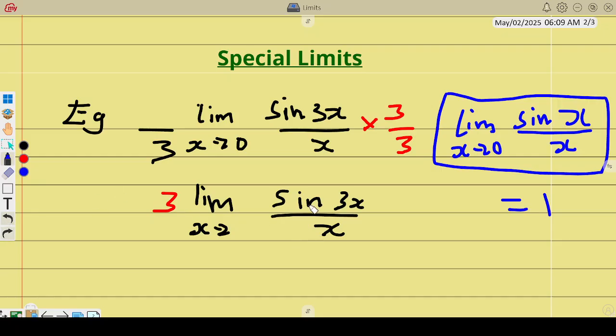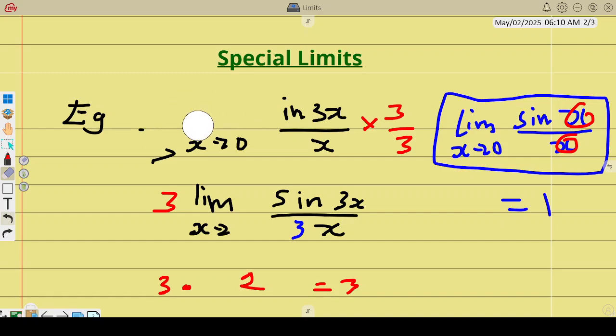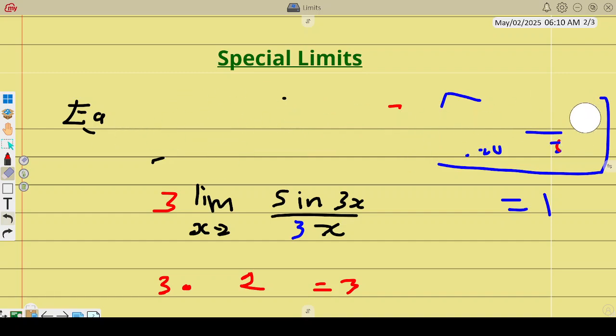And then in this case we have a 3x. Since we have 3x and 3x, it means that we have 3 times the whole lot of this. Since we have the same thing on top and below, the whole lot of this is 1. So 3 times 1 is 3. That's how you evaluate such limits. Can we do another one?